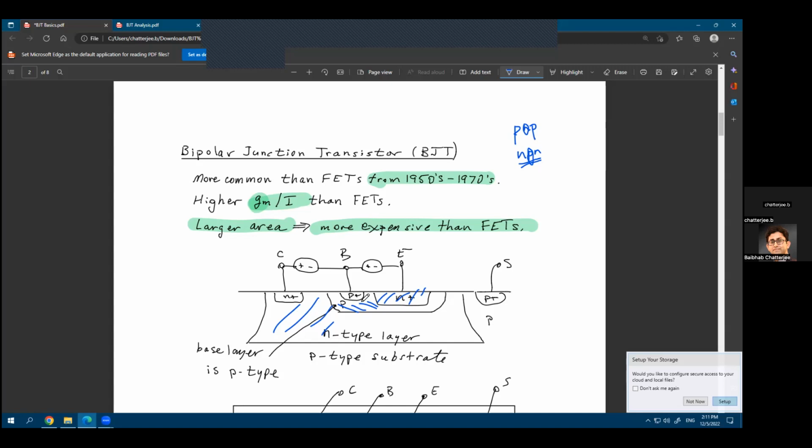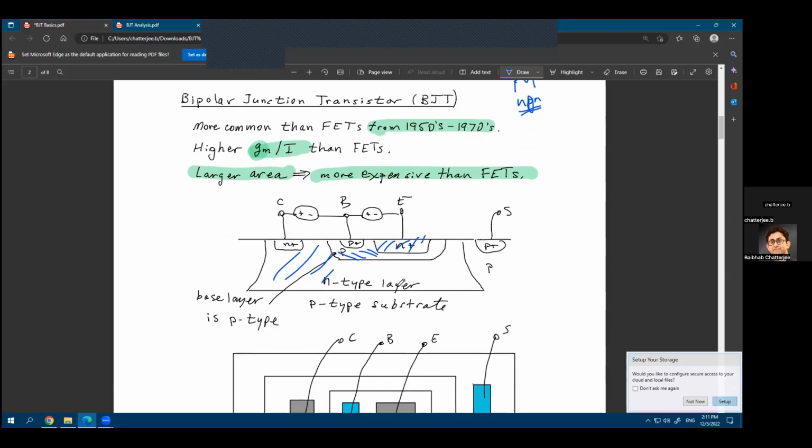Now, the takeaway is that the base region has to be extremely small. If it is a large base, it cannot work as a BJT. You cannot really get the drift currents to flow from one side to the other, or in other words, there will be no flow of carriers from the emitter side to the collector side. So it's of paramount importance that your base region be extremely small. That's why if you just connect two diodes together, it will most likely not work as a BJT, because your base region will be too big.